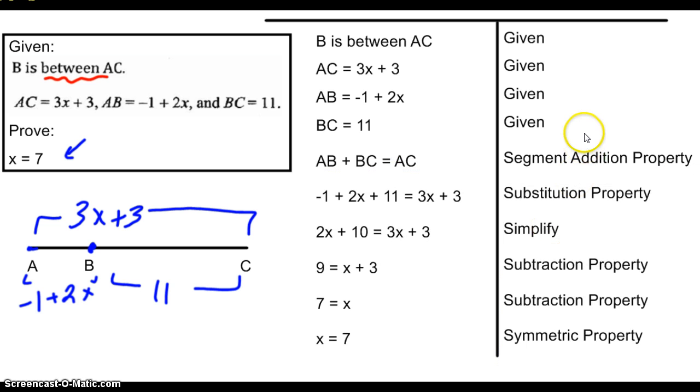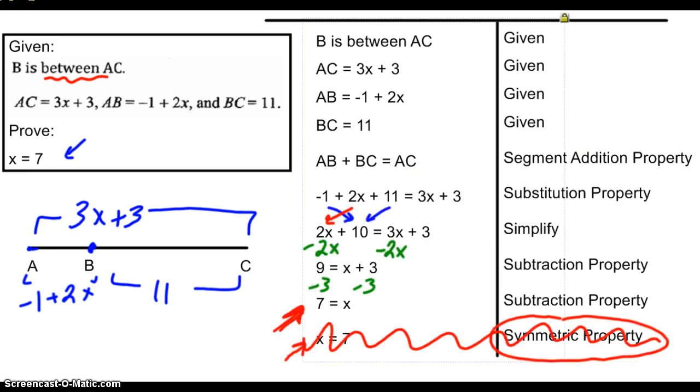And here are the rest of your reasons and the statements. Here's a little bit of work thrown in there to make sure everything makes sense. We've got some subtraction going on here. We've got some more subtraction there. And this last step that said symmetric property, that's just because I ended with 7 equals x, and I really needed x equals 7, and the symmetric property allows me to reverse the two sides of the equal sign. When you're finished, let me know.